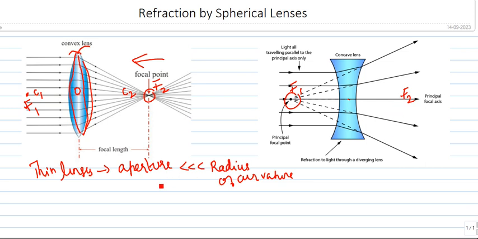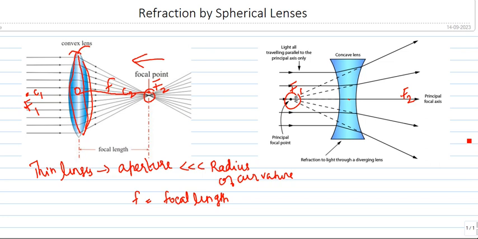So now, as we saw earlier for the mirror, small f denotes the focal length. What do we mean by focal length? It is the distance between the optical center, this optical center O, and the principal focus. So focal length f, this is f.